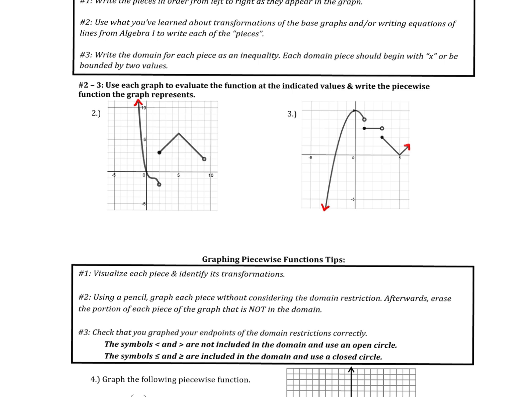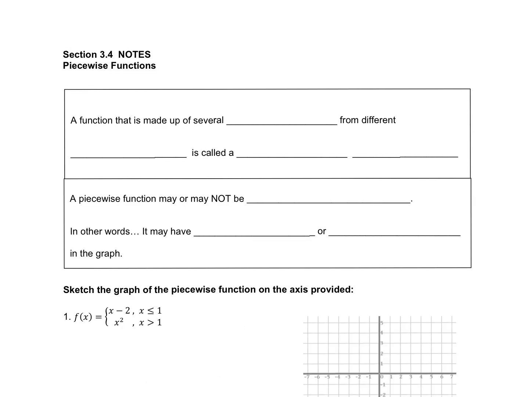So if it's an open circle, then you'll see a less than or greater than symbol. If it is a closed circle, then you'll see the less than or equal to, that equal bar underneath, or greater than or equal to, and you'll know that's a closed circle. So let's start with the notes.